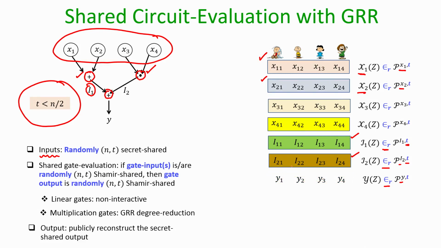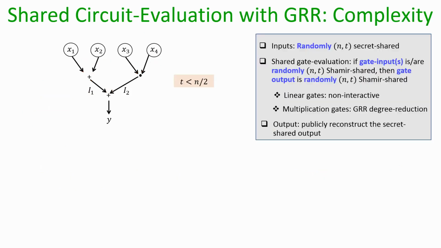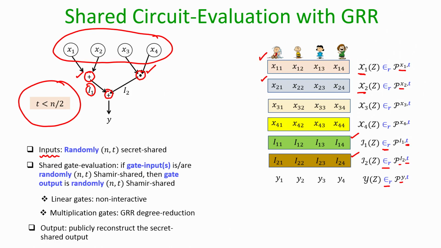So, P 1 sends y 1 to everyone, P 2 sends y 2 to everyone, P 3 sends y 3 to everyone, P 4 sends y 4 to everyone. Okay. That could be one method of publicly reconstructing the function output y. Another method, if you want to save communication, is the following: let P 1 first reconstruct y.